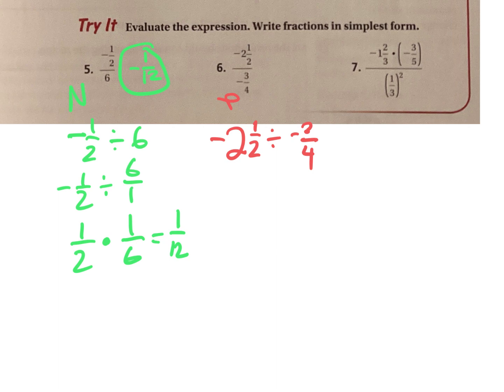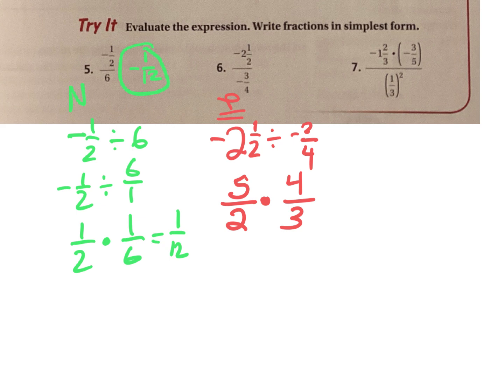Now I'm going to change this first one into an improper fraction and keep it just like it is. So 2 times 2 is 4 plus 1 is 5, so 5/2. I'm going to change the division to multiplication, and I'm going to flip that one, 4/3. I'm not worried about the negative or the positive because I already know that it's going to be positive in the end. So now I just go across.